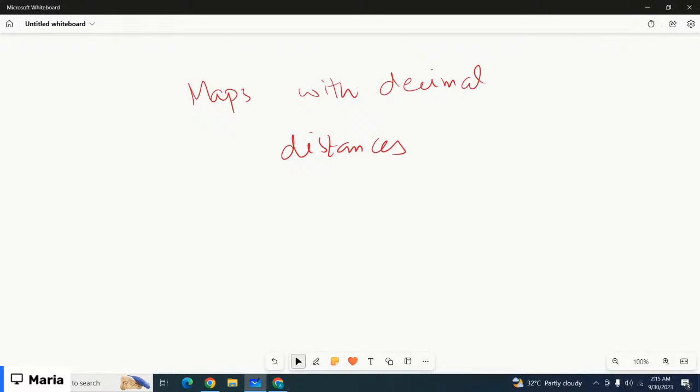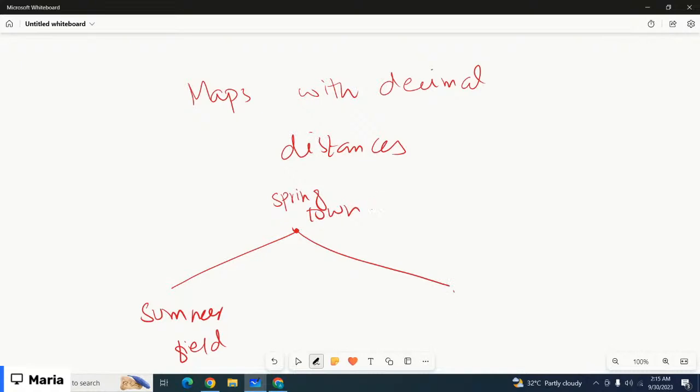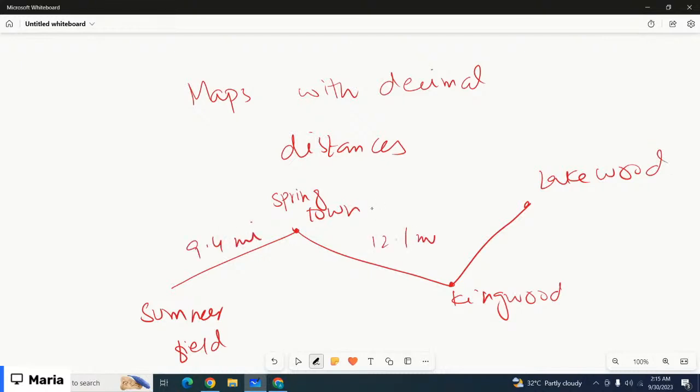Okay, so for example, you are given a map that is like this. Here you have Summerfield, you have Springtown here, you have Kingwood here, then you have Lakewood. Okay, that is 9.4 miles, that is 12.1 miles.